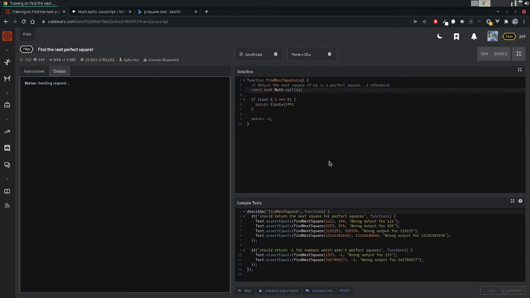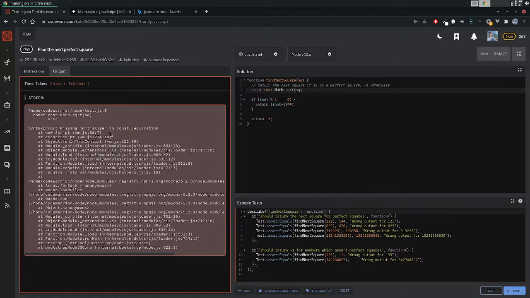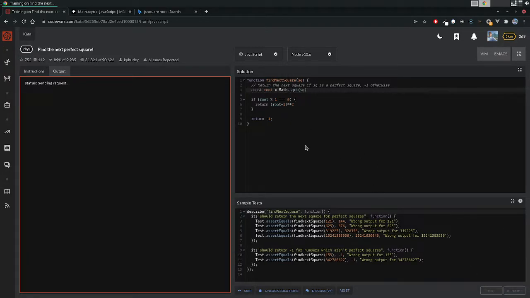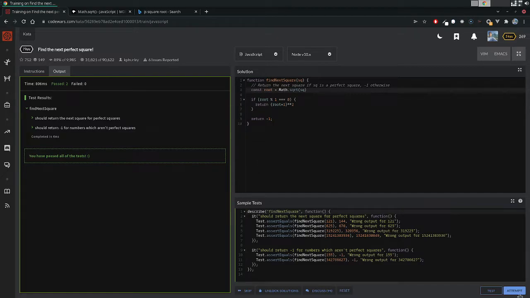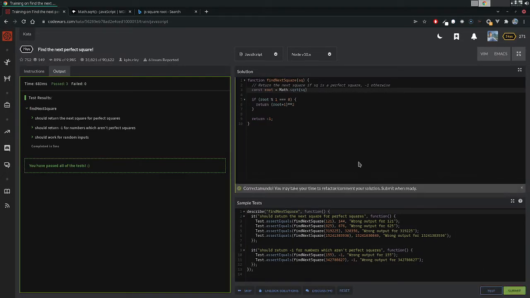Okay, let's try that out. What? Missing? Okay, maybe that might... Oh, that's just me being a baddie. That works. Attempt. Everything passed. There we go. Another fundamental simple solution.